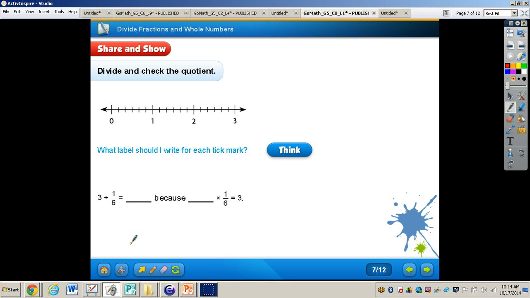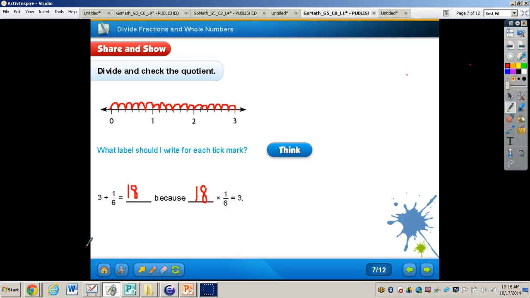Now, using a number line, what I want you to do is complete 3 divided by 1/6. If you do need to rewind the video and look at how I use a number line at the beginning of the video, you can. And so I want you to work through this problem, and when you're finished, you can press play, and I will have the answer for you. So pause the video now.